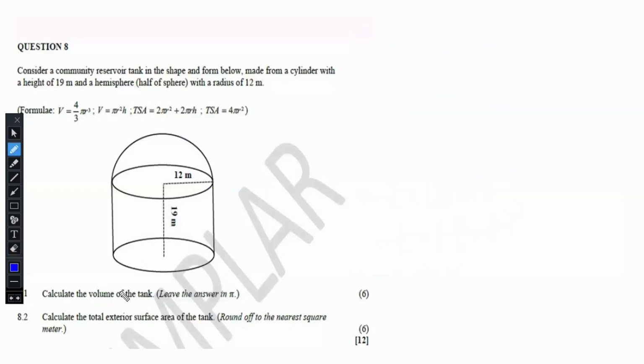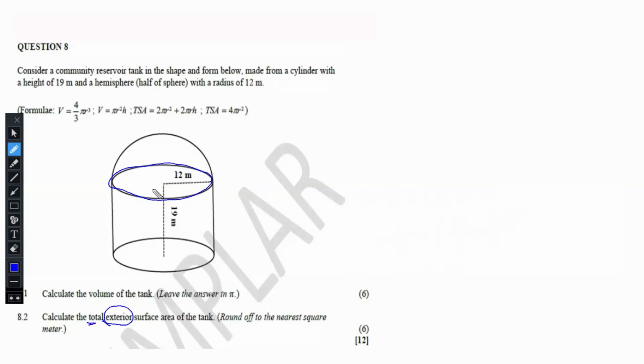Now this is a keyword here. Calculate the total exterior surface area of the tank. When they say exterior, that means you must consider everything. So when you are calculating the surface area of the cylinder here, you assume that the cylinder is closed, right? Because you are trying to calculate the total surface area of all the shapes that you have. So the total surface area of the cylinder and also the total surface area of the hemisphere.